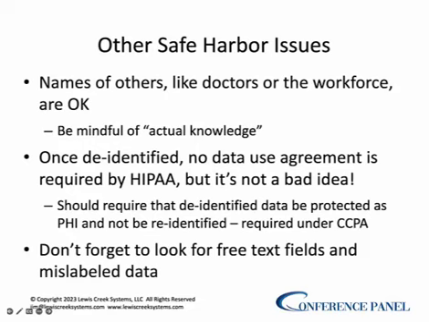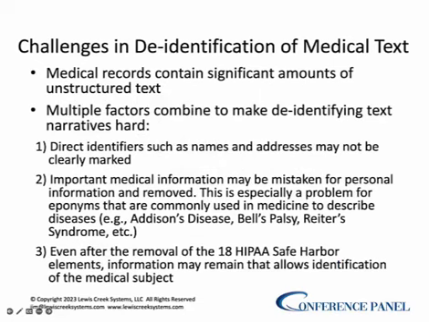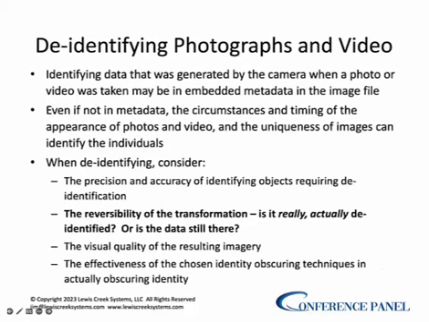So what can go wrong? How can things go wrong? Well, there's plenty of things that can go wrong. There are lots of challenges in the de-identification of medical text, as I've alluded to. Medical records, and now de-identifying photographs and video, are the kinds of things we need to think more about these days, especially now that we've realized what happens when you go through modifications to photographs and videos to try and de-identify them.